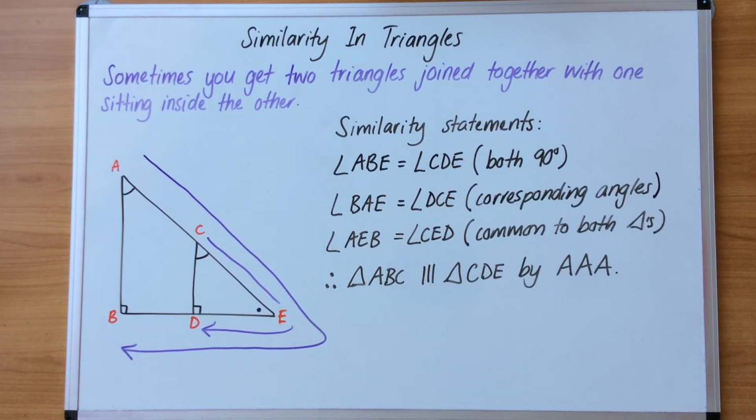So we must go in exactly the same direction, and that's why you'll find that the middle letter with a commonly shared angle will be the same. And that's common to both triangles. So this is a similar triangle, and therefore we say, therefore, triangle ABC is similar to triangle CDE by AAA, which means angle, angle, angle.